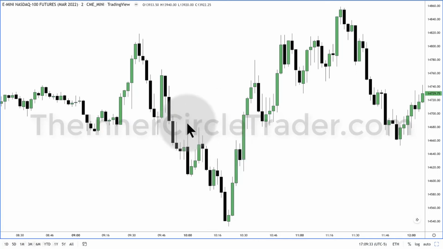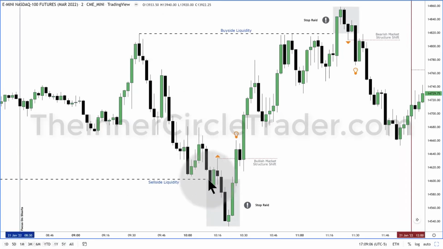That would rest above here, here, and here. So here's those sell stops. This little area here that's shaded in, that's an area where sell stops would be residing below that 14,600 level, okay, on that 15-minute time frame. So the market dove into that liquidity, and you may or may not know that is a buy. You don't need to. You anticipate a shift in market structure.